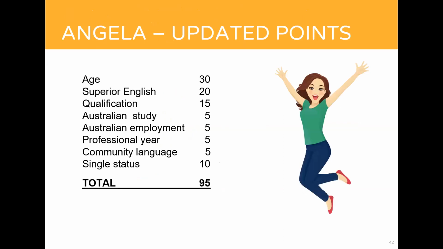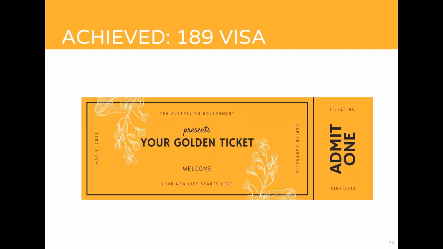She's now in the sweet spot for age. She's got top points for English. She's got points for her Aussie study, professional year. She's ditched the boyfriend. She's got 10 points for being single, and she has 95 points. So she has a strong chance of being selected for the 189 visa.